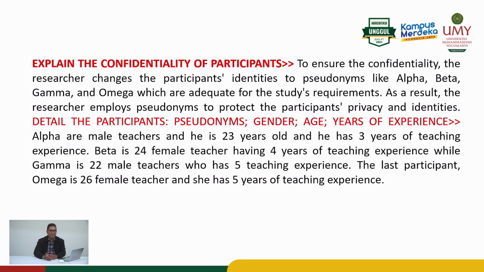And then after that, you detail the participants, like pseudonyms, gender, age, and years of experience. Alpha is a male teacher, and he is 23 years old, and he has 3 years of teaching experience. Beta is a 24-year-old female teacher, having 4 years of teaching experience, while Gamma is a 22-year-old male teacher who has 5 years of teaching experience. The last participant, Omega, is a 26-year-old female teacher, and she has 5 years of teaching experience.